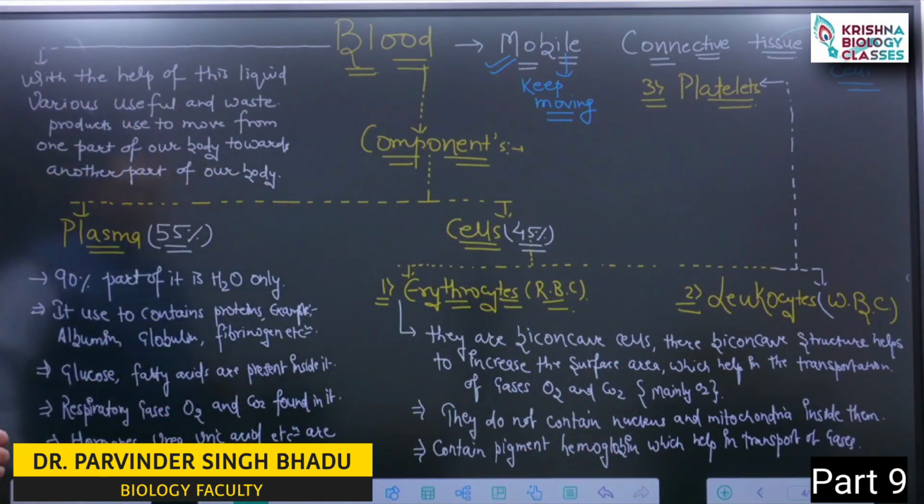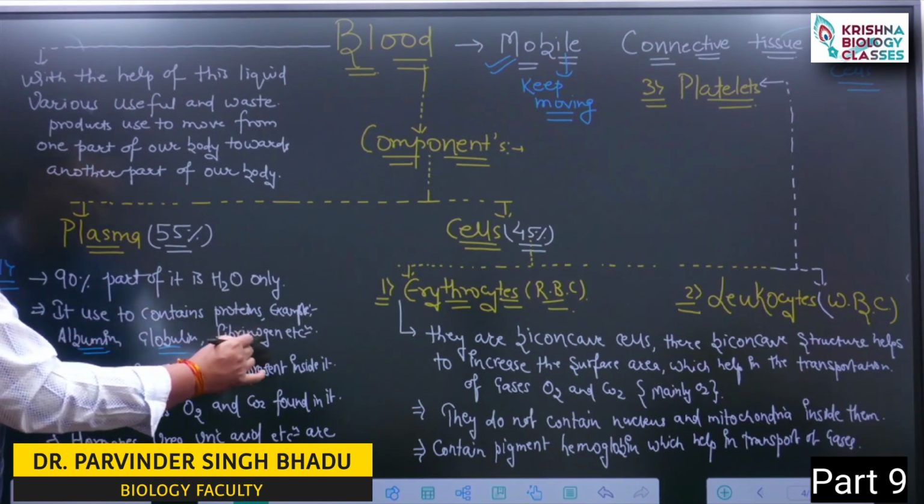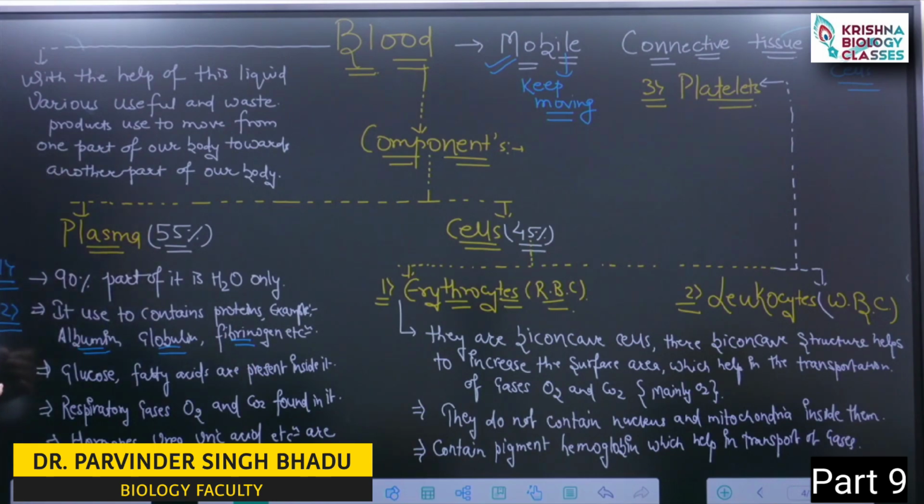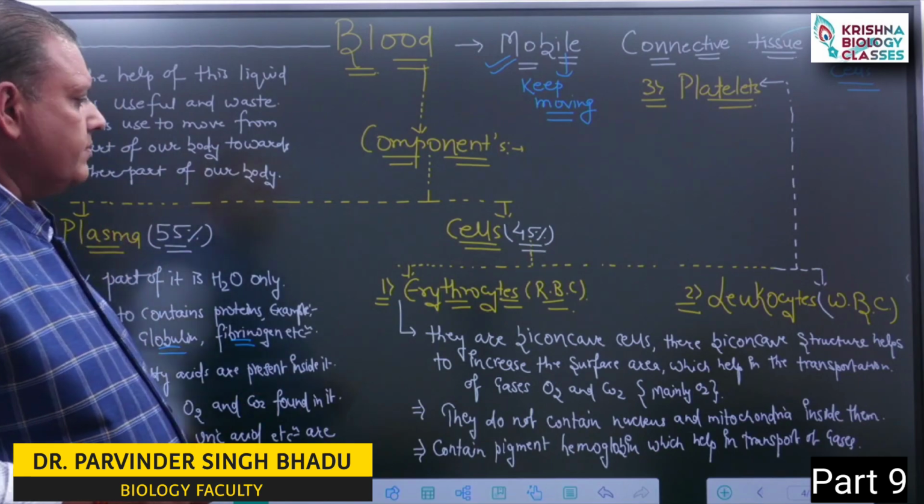If we discuss plasma, we need to remember that 90% of plasma is water only. Inside it, various types of proteins, albumin, globulin and fibrinogen, are present. In higher classes, we will discuss their functions. Glucose and fatty acids are present inside it. Respiratory gases are present inside it. Hormones and various waste products like urea and uric acid are also present inside the plasma.